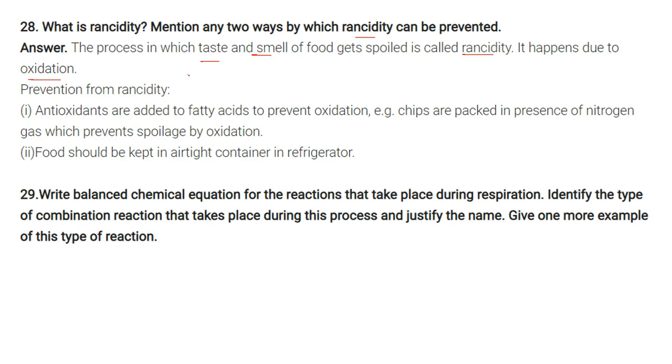So how to prevent rancidity? First is the antioxidant. This can be added to fatty acids to prevent oxidation. For instance, potato chips are packed in the presence of nitrogen gas, not in air, oxygen. This prevents spoilage by oxidation. The second one is, food should be kept in an airtight container in a refrigerator in order to prevent any kind of oxidation which is possible.